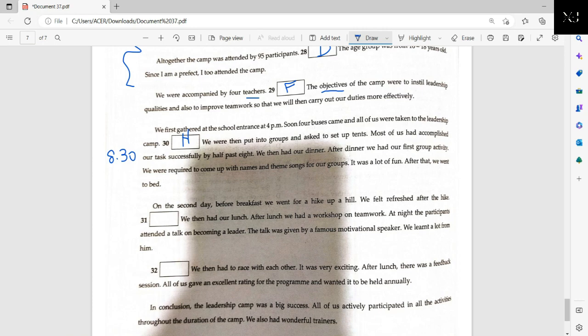Okay, so it was a lot of fun. After that we went to bed. Oh, that was quick. On the second day, before breakfast, we went for a hike up a hill. Oh my god, means they had to wake up at like 3-4 a.m, right? Another thing that I dread. Okay, I just realized I sound like I like to not do a lot of things. We feel refreshed after the hike. We then had our lunch.